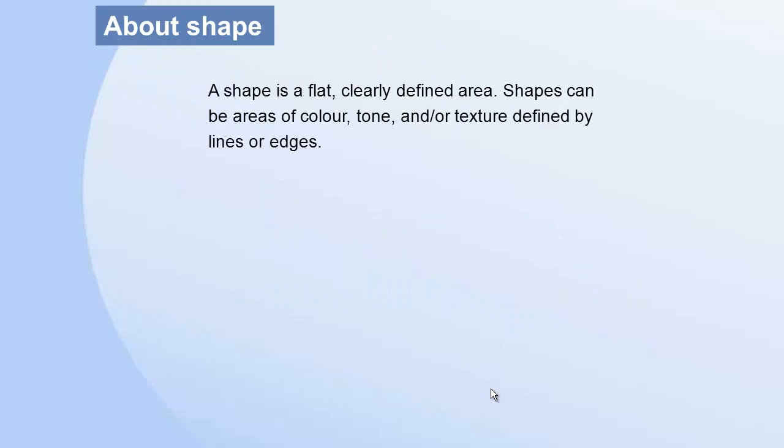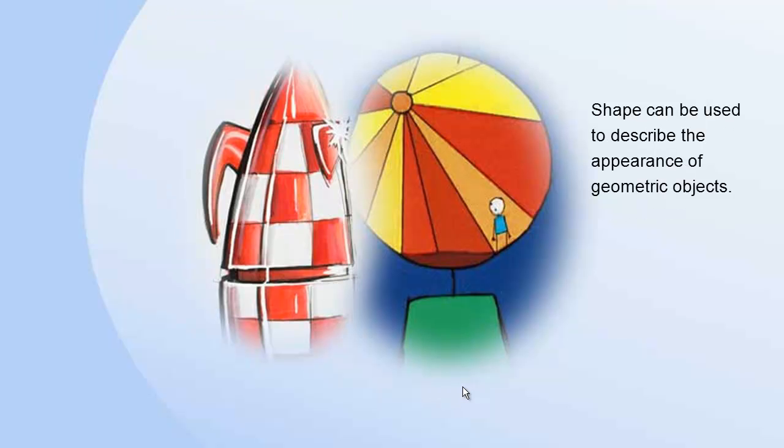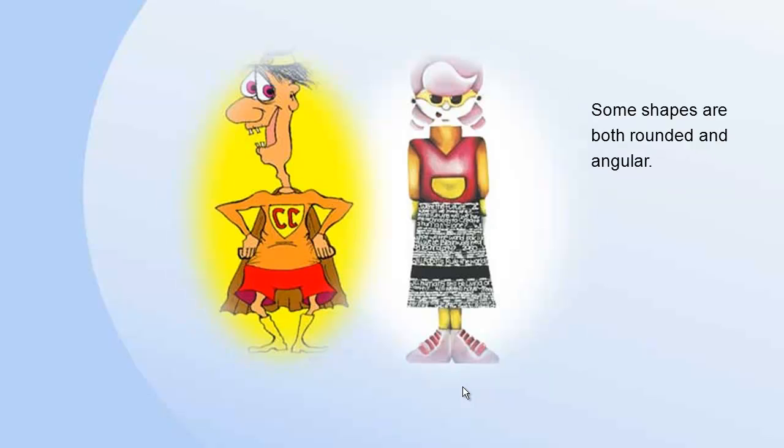A shape is a flat, clearly defined area. Shapes can be areas of color, tone, and/or texture defined by lines or edges. Shapes can have many different qualities. They can be simple or complex, rounded, or angular. Shapes can be used to describe the appearance of geometric objects. Some shapes are both round and angular.